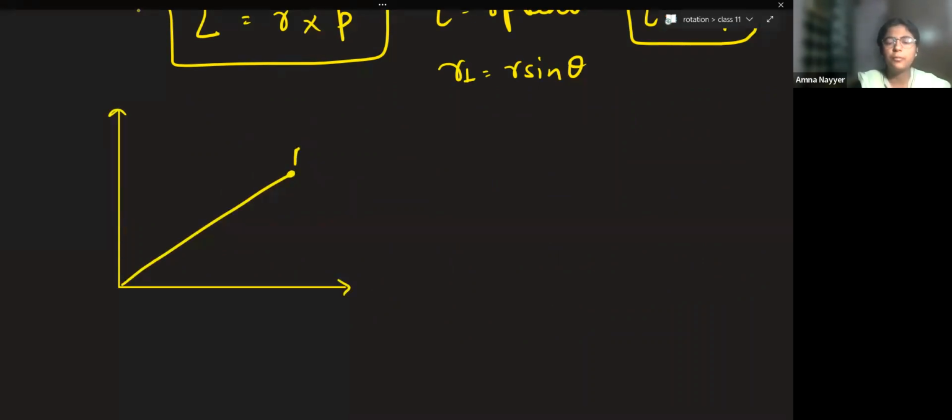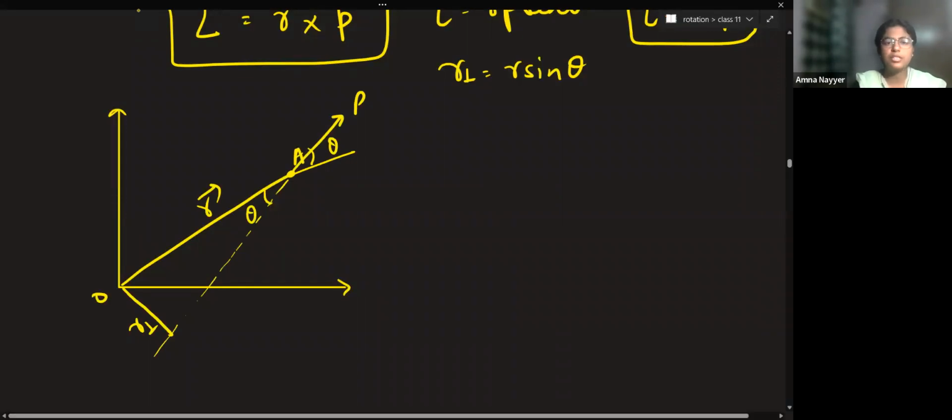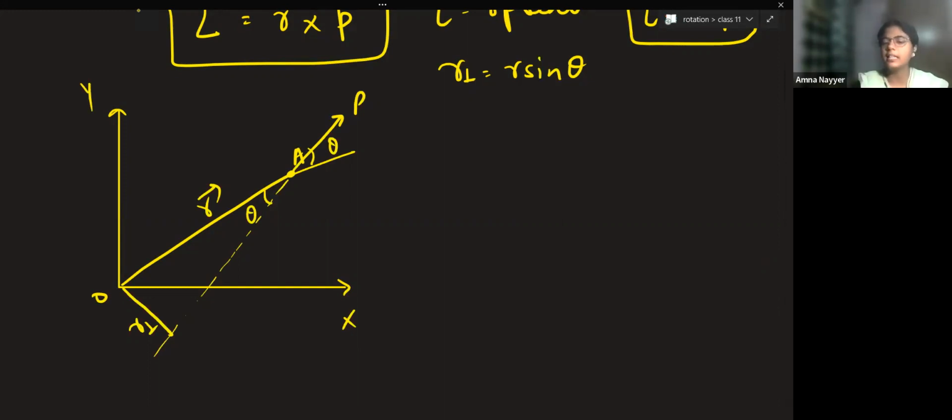Like this particular point you are calculating, let's say. So at this particular point, this P is there. When you produce it, the perpendicular distance becomes the R perpendicular. Fine. This becomes theta. This becomes theta. This is R. This is the origin, y-axis, x-axis, like this. Like this, you can plot this graph and write the rest of the things.